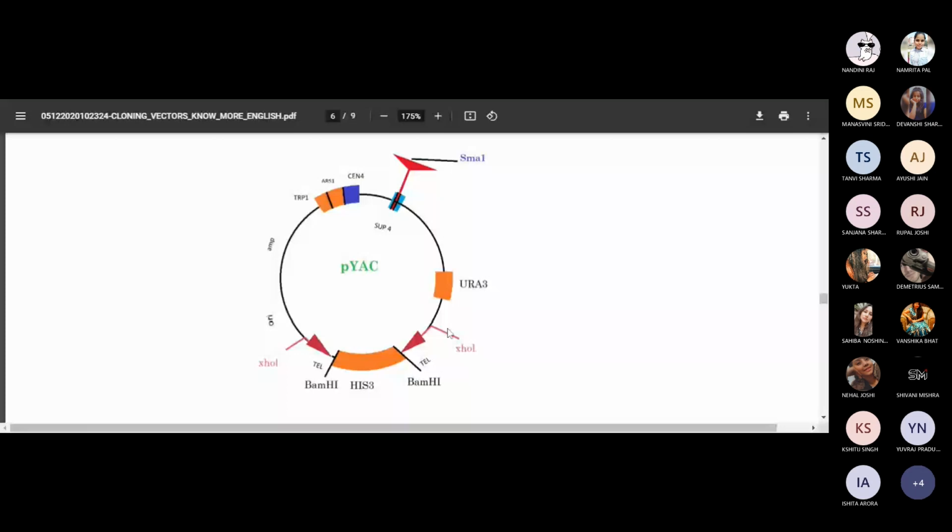And the cloning sites are there within SUP4, SmaI to SmaIII. So insertion inactivation you can do there. Okay, so this is how your yeast vector is going to look.